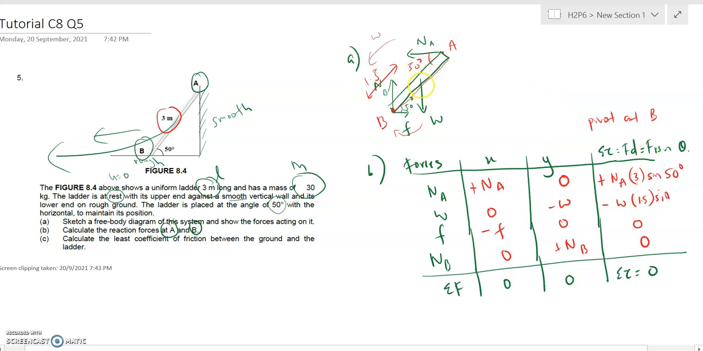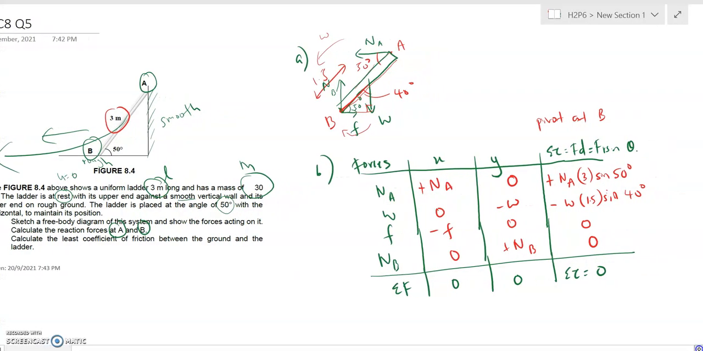Why sin? Because the distance from here to here is not D, it has an angle. If you look here, you have an angle here. Because this one is 90 degrees and this one is 50, this one will be 40. So I will choose 40 degrees. So this is sin 40 degrees. Okay, so I have got this.